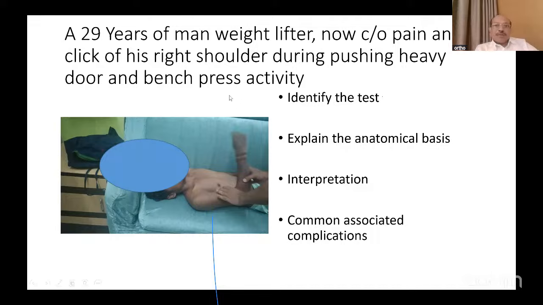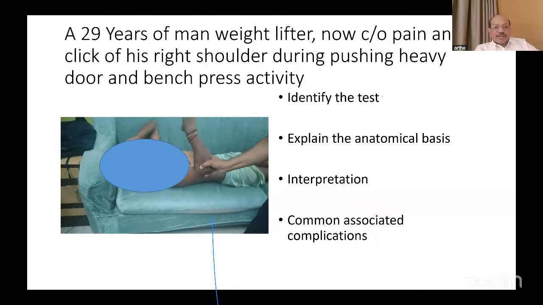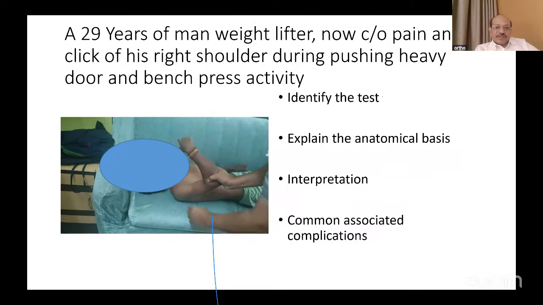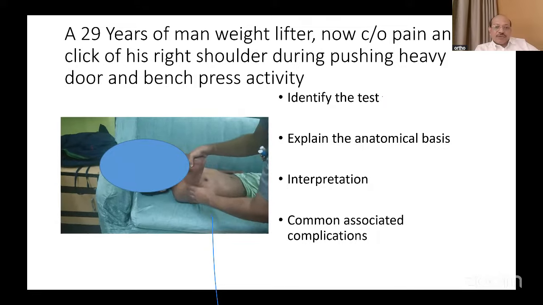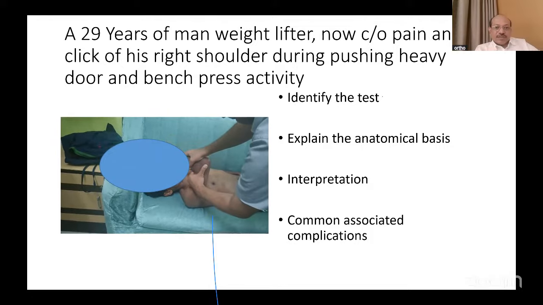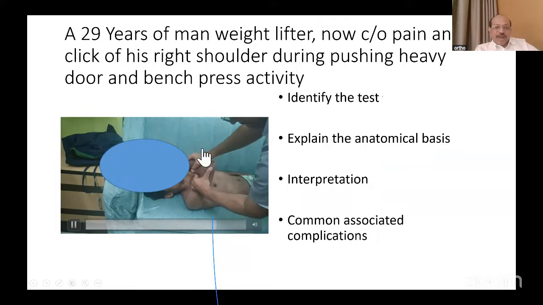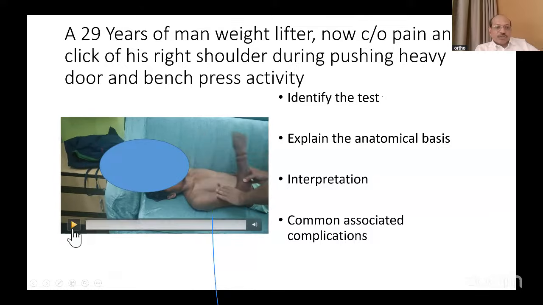Whereas this patient is again complaining of shoulder pain, with pain and click during pushing a heavy door and bench press activity. So what is the test being done? See, it is abducted 45 degrees, as you can see here. Now the backward push is given: the right hand of the examiner is pushing posteriorly, and the left hand is pushing downwards.